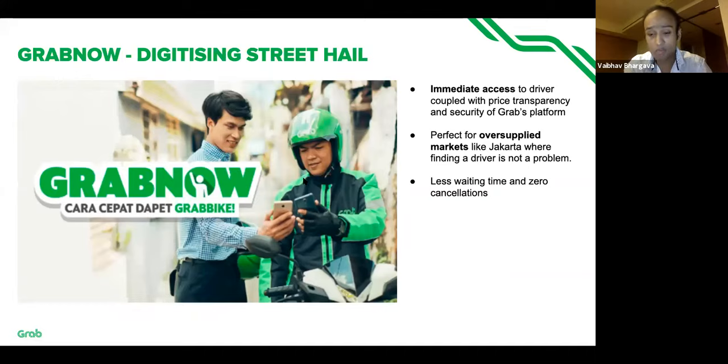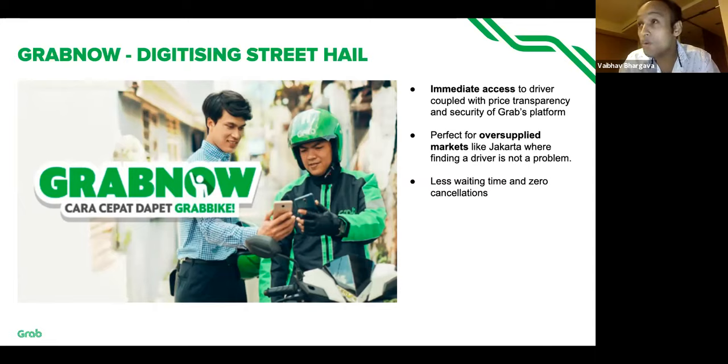And that's when we came up with a service called GrabNow, where we digitized hailing a driver on the street. So we said, look, you don't need to book a driver and wait for them to come to you. Just approach any one of them and book on our platform. It gave customers the same price transparency that they seek from Grab, the same security of Grab's platform, and was perfect for markets where you have a lot of drivers.